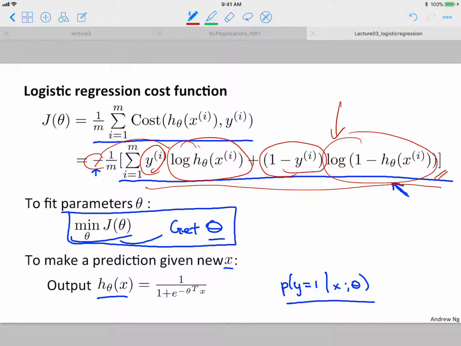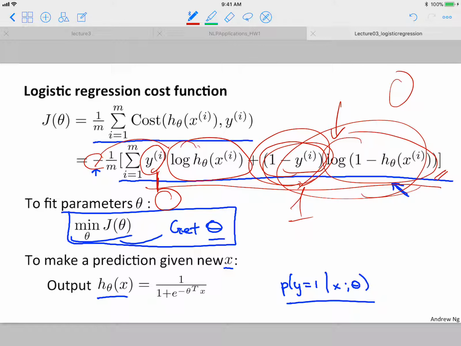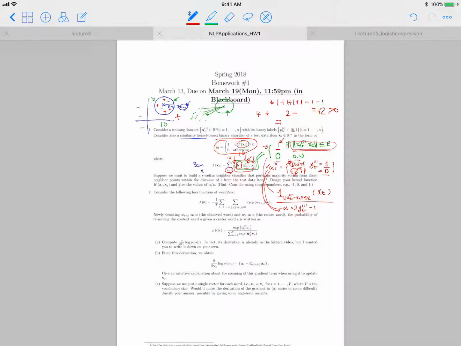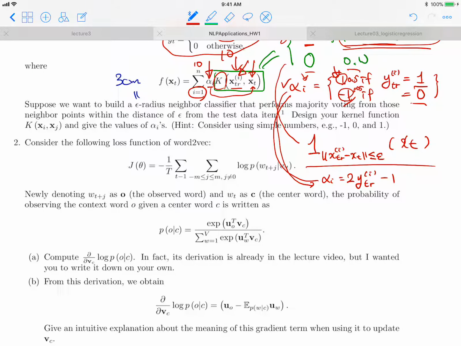So if y is 1, then this one will be 1, and this one will become 0, and if it is 0, then this one will become 1, right? This kind of simple but really smart trick is sometimes really useful when deriving something, or maybe when building your own theory. Okay, so that was the trick we used here, and now you know the answer for this problem.